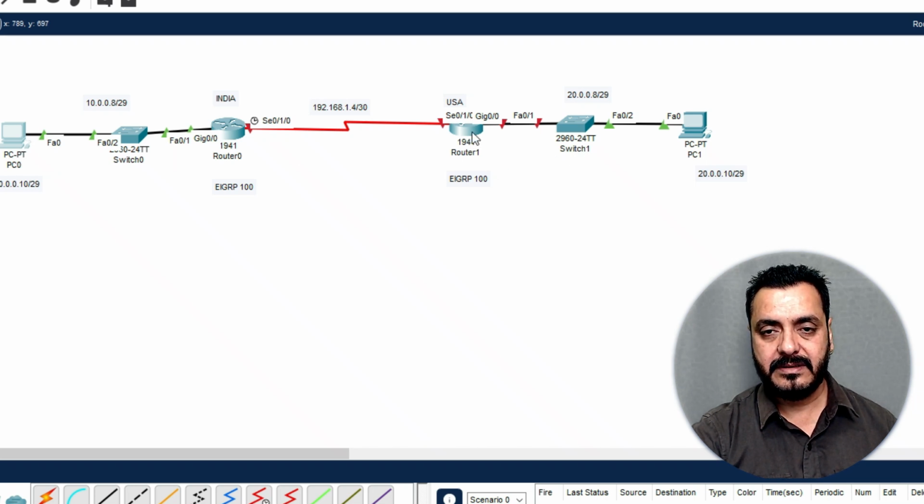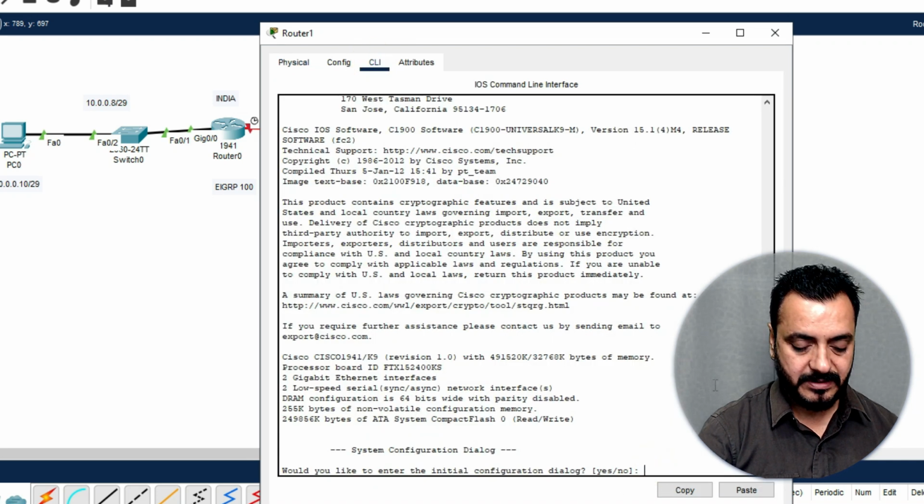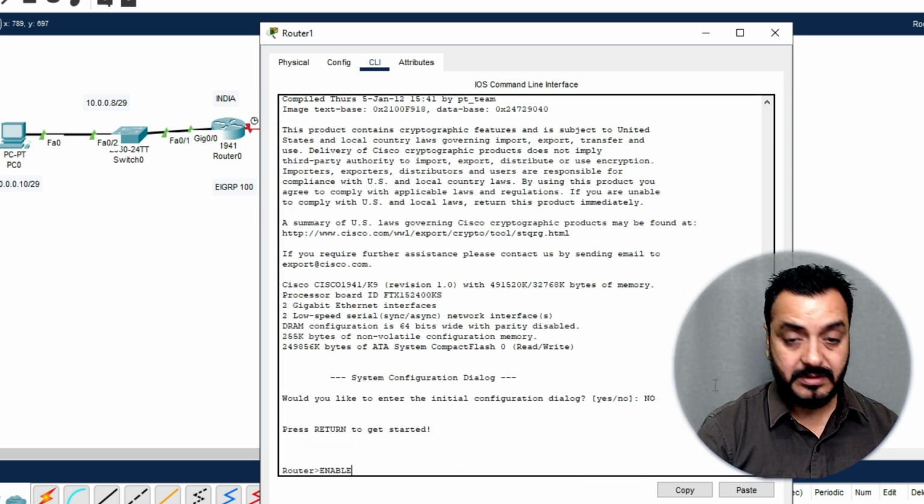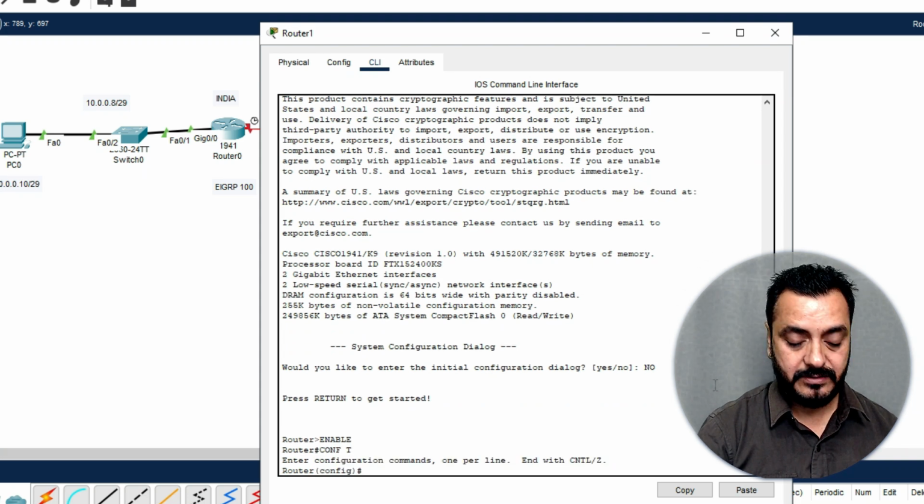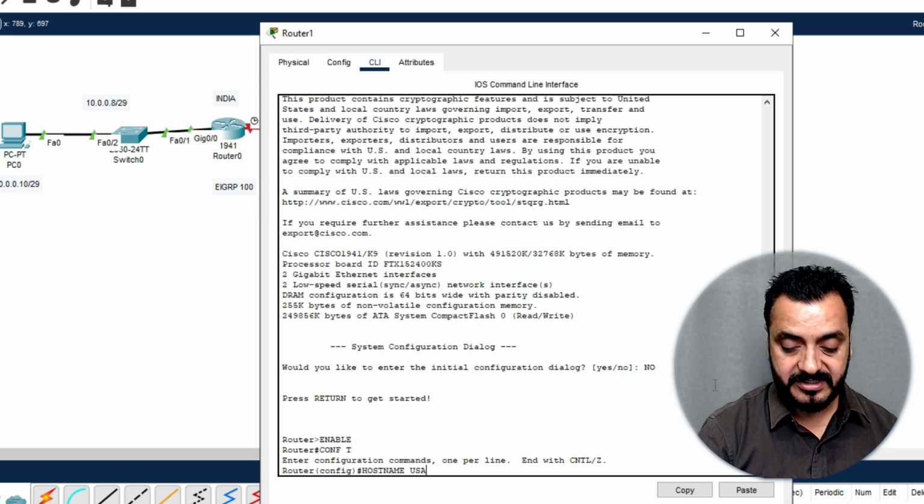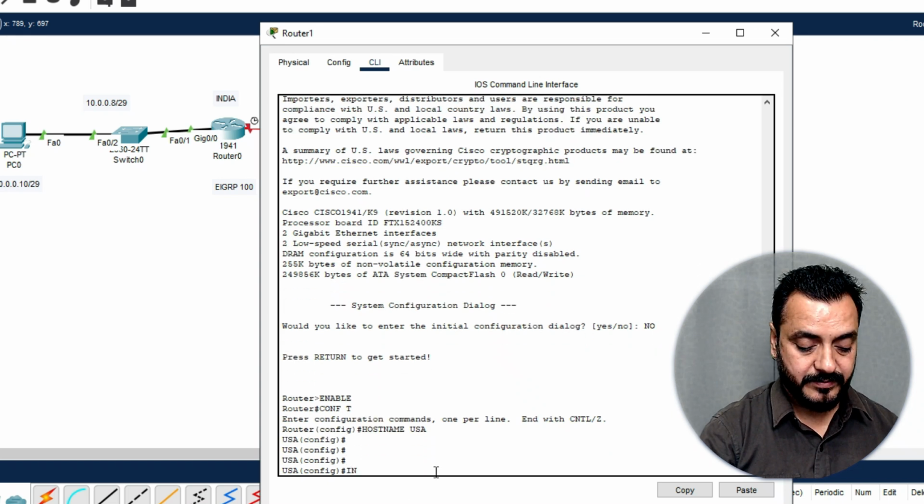That's it. We have configured the IP address onto the first end device. Now we have to configure the second router, that is the USA router. Again, we have to log into the router with the help of the enable command, then configure terminal to get into the third mode, that is global mode. With the help of the hostname command, we can change its hostname to USA for recognition purposes. Now it is USA.